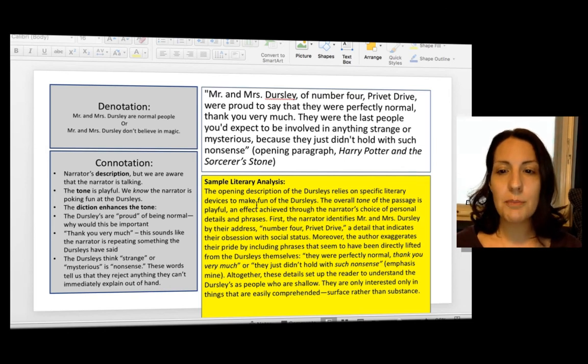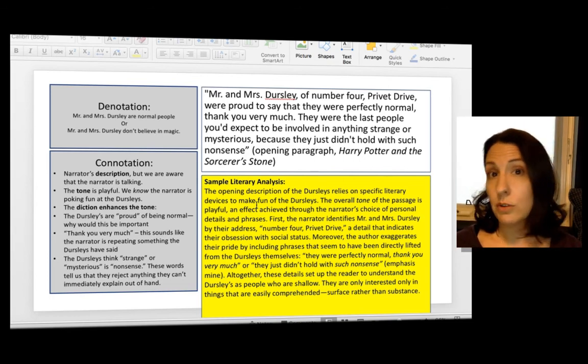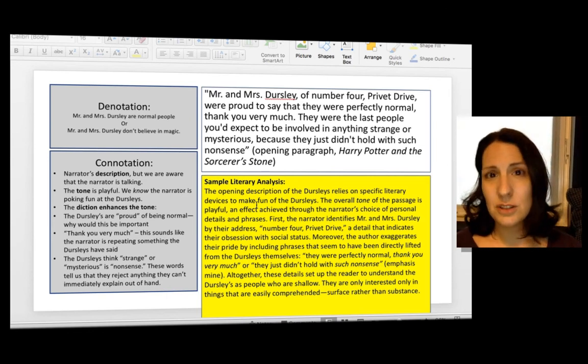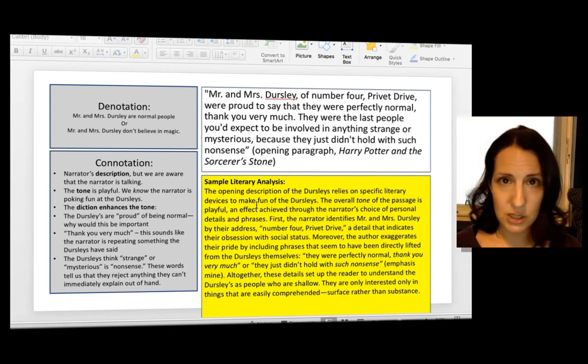These details set up the reader to understand the Dursleys as people who are very shallow. They are only interested in things that are easily comprehended. They're interested in surface rather than in substance. So, if you're reading this, you might think, well, of course I knew that the Dursleys were really interested in surface only. Of course I knew that the Dursleys were just social climbers. I knew that they were really shallow.